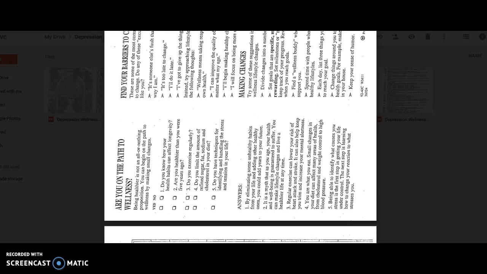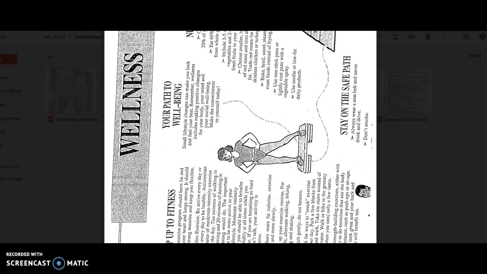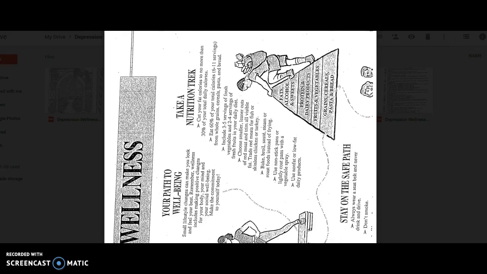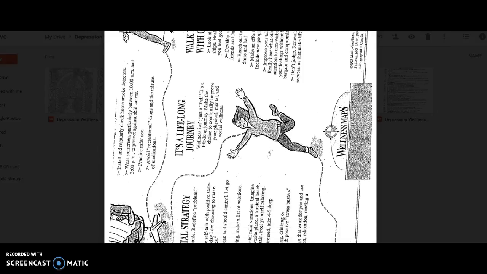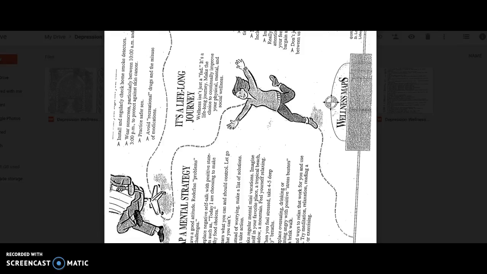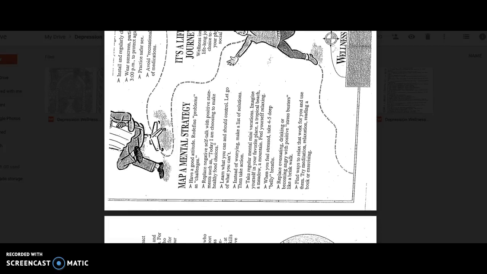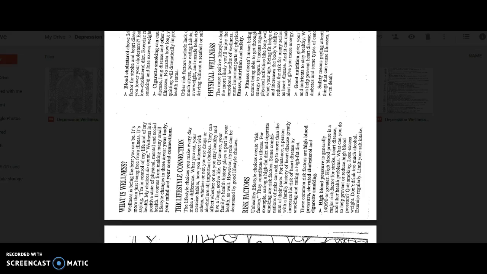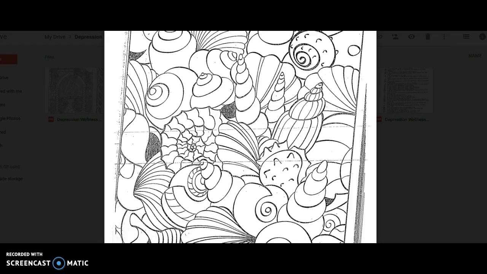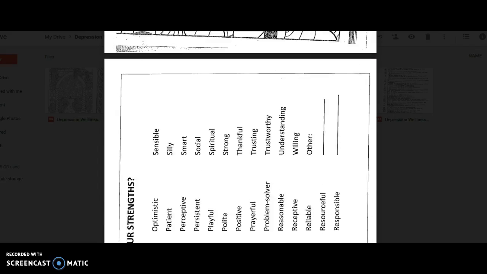But what I really liked about it was that it talks about wellness being more of a path with a lot of different components to it. So there's social support, there's nutrition, there's health. It's more of a journey that you walk down a path, not just an end goal, and you kind of map out your own strategy. And so it talks about physical, social, and mind-body wellness. And it's just a nice little brochure that talks about what wellness is. Then another nice little coloring page to let all that sink in and think it over.